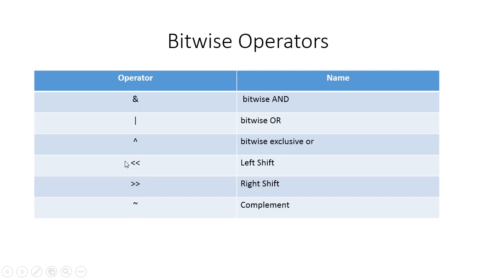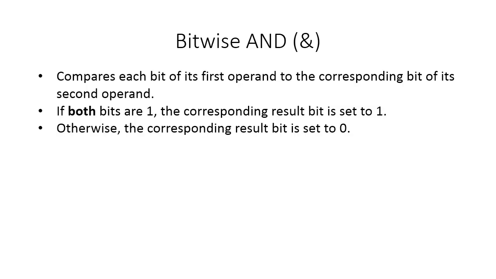The first 5 operators are binary operators. The complement operator is a unary operator. Now let us try to look into individual operators: what are the operations they do, and how do we apply them? Let's take up the bitwise AND operator.